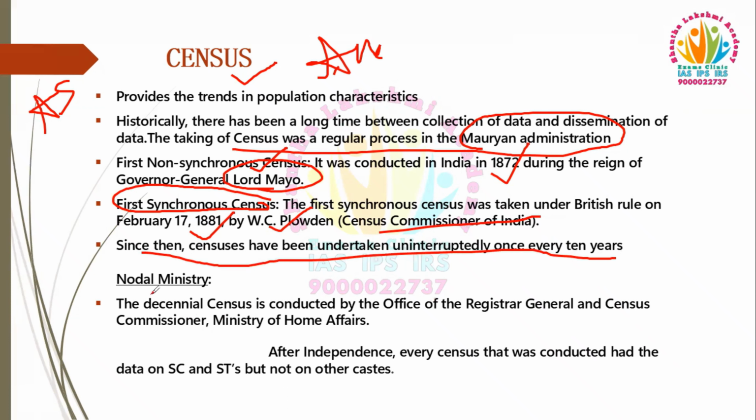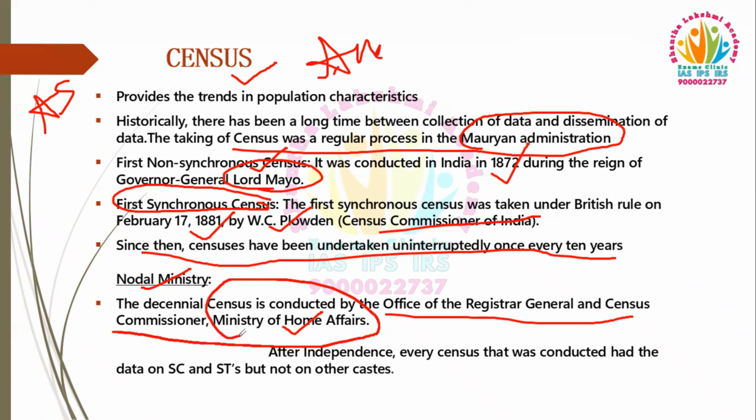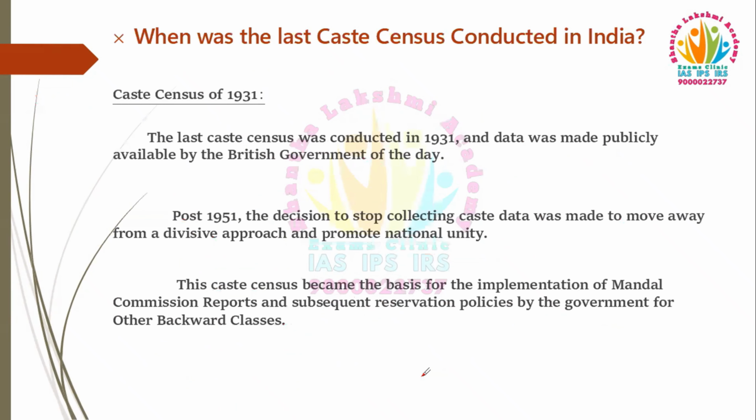The nodal ministry for this is the Ministry of Home Affairs. It is conducted by the Office of the Registrar General and Census Commissioner, which is under the Ministry of Home Affairs. And another important thing is that after independence, every census that was conducted had the data about scheduled castes and scheduled tribes. I mean that we have the data about the scheduled castes and scheduled tribes, but we do not have the data about other castes since independence.